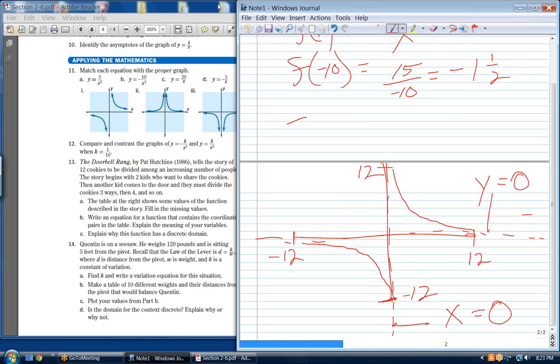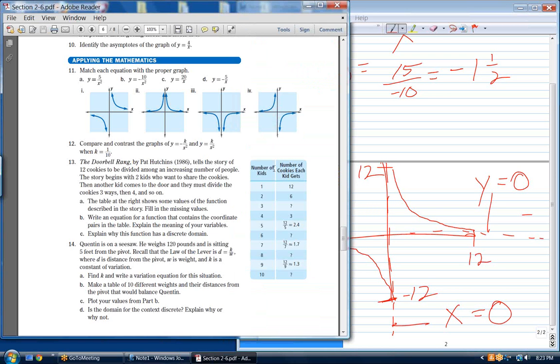So do you think I should just draw a graph for that? No, it says identify the asymptotes, and the asymptotes are y equals 0 and x equals 0.